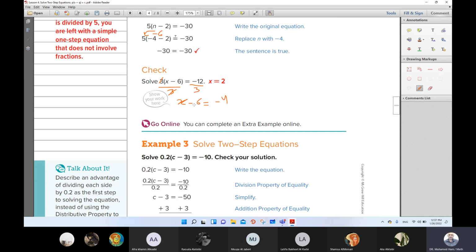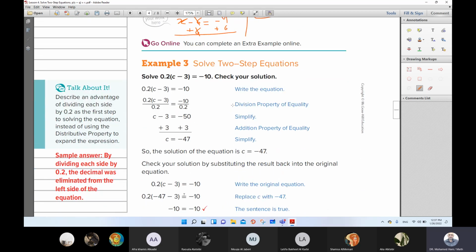Then try to remove the constant negative 6 from this side, so add the inverse, plus 6 here, plus 6 here. Negative 6 plus 6 equals 0, remains x equal, in the second side we have negative 4 plus 6 will be 2. So the solution of this equation, x equal 2.